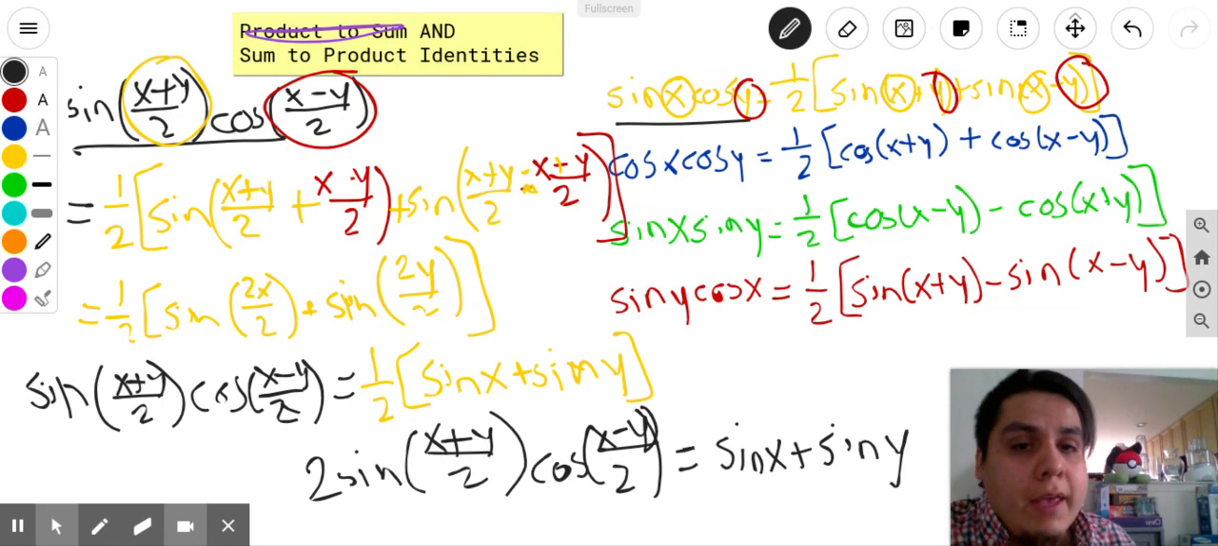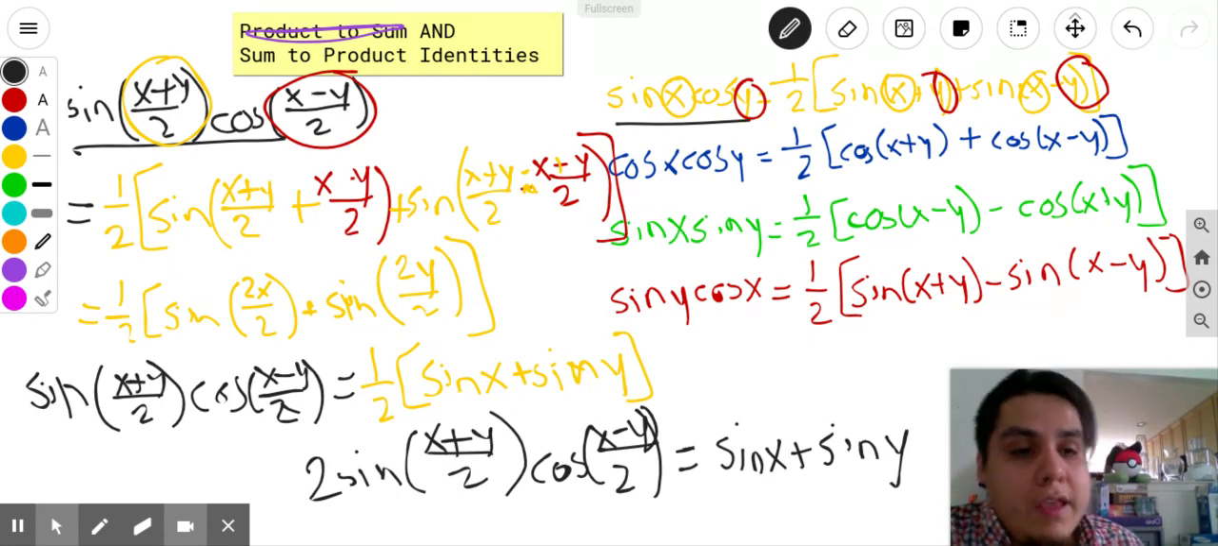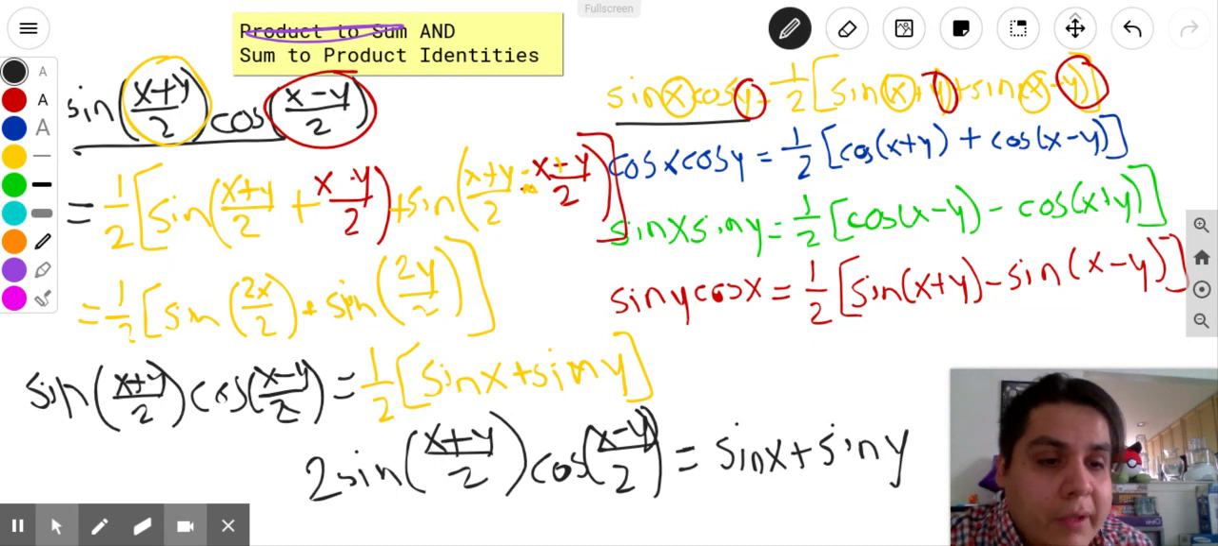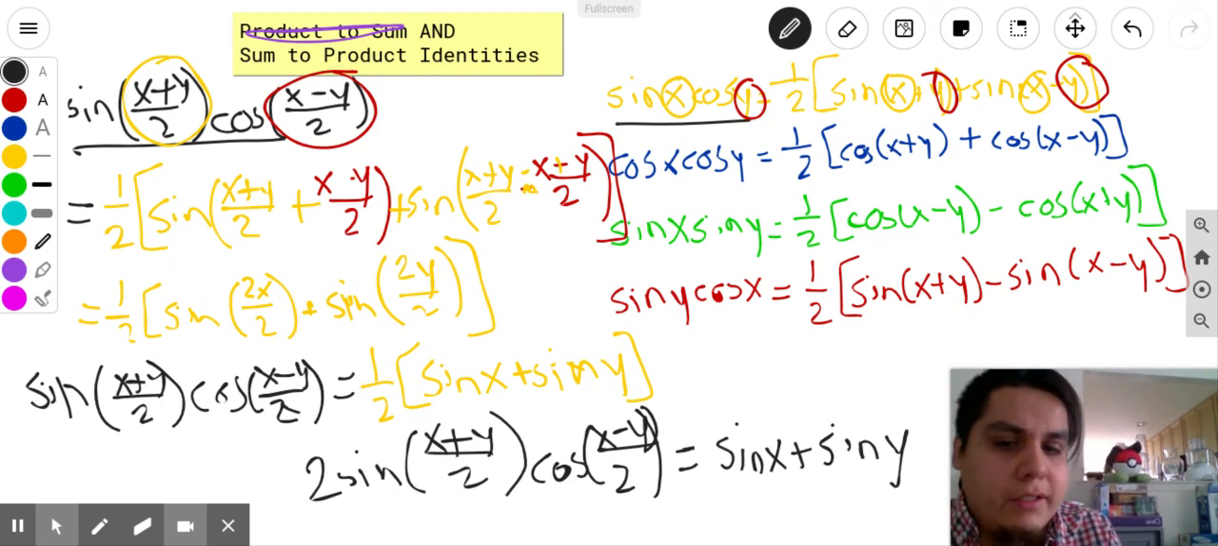So if I can do that with the yellow equation, I'm going to go ahead and look at the red equation on the right side there, the one that says sine of y cosine of x equals 1/2 sine of x plus y minus sine of x minus y. And we'll talk about that one real quick. Just let me set up.